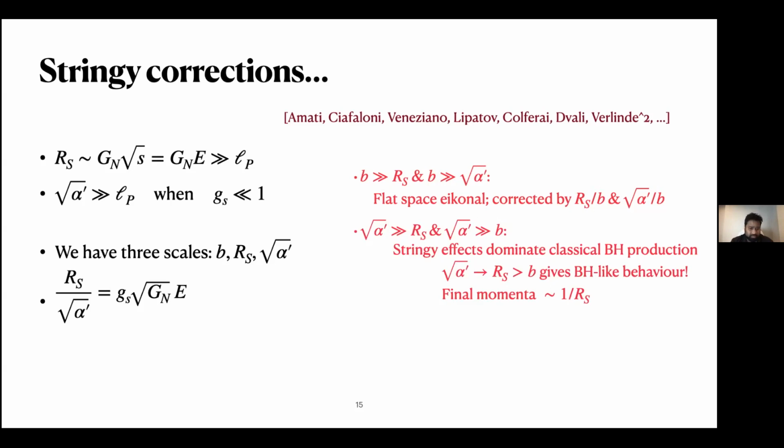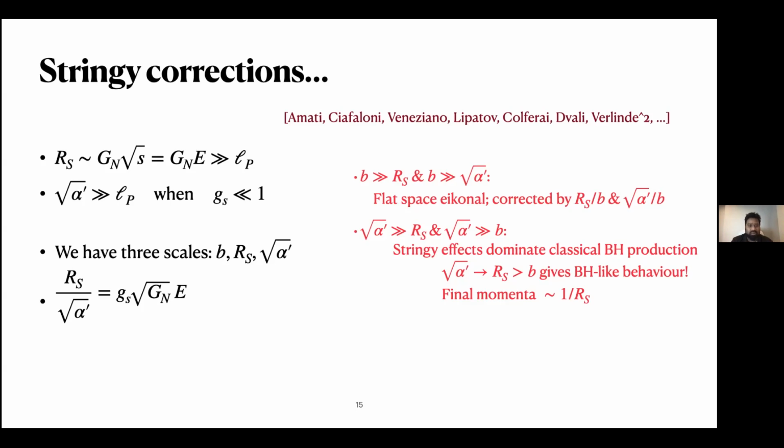Another regime is where the string length dominates the Schwarzschild radius. This is the statement that if you're trying to reduce your impact parameter from large to small, before you produce black holes, you produce string states. It's an interesting regime because you can hide classical black hole production under the rug, and you start focusing on production of stringy states.